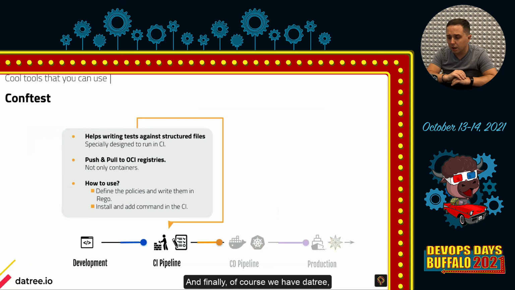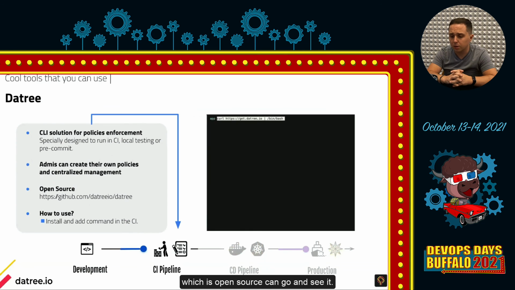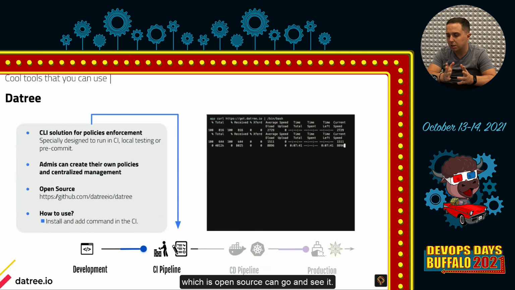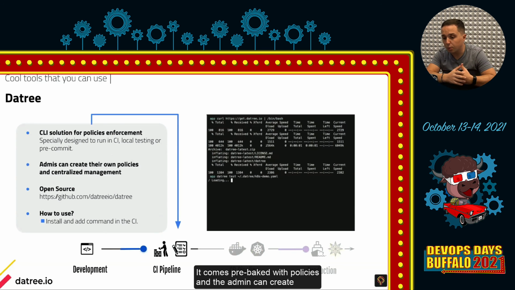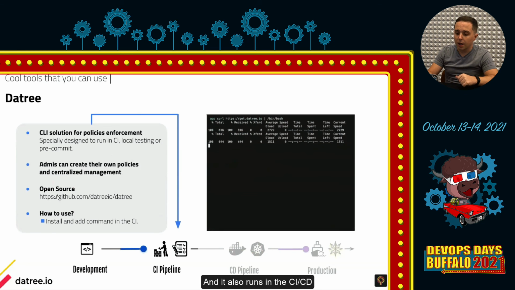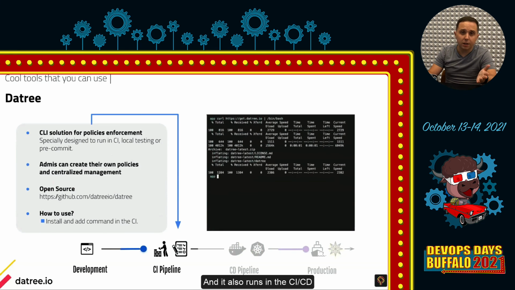And finally, of course, we have the tree, which is open source. You can go and see it. It sort of combines all of the above. You can define policies, write custom policies. It comes pre-baked with policies, and the admin can create their own policy and dynamically modify the policies. And it also runs in the CI/CD and in the developer's computer.